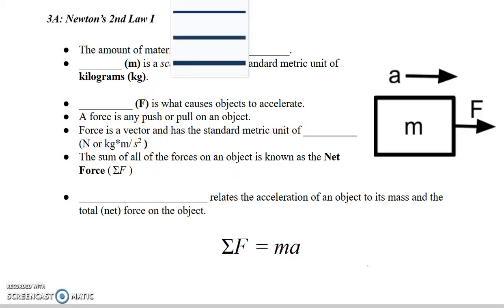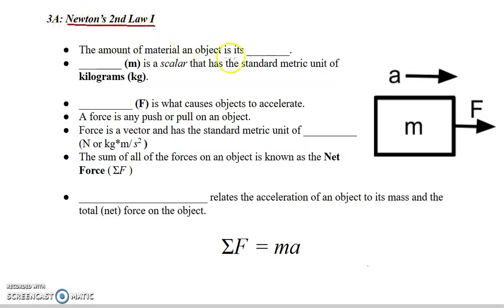Okay, we'll get started. In this section we're going to be going through 3a and 3b, which is going to be looking at Newton's second law. So the first thing to realize is actually kind of a review of a concept from earlier in science, and that's mass. So mass is the amount of material in an object. So the amount of stuff in something would be defined as its mass.